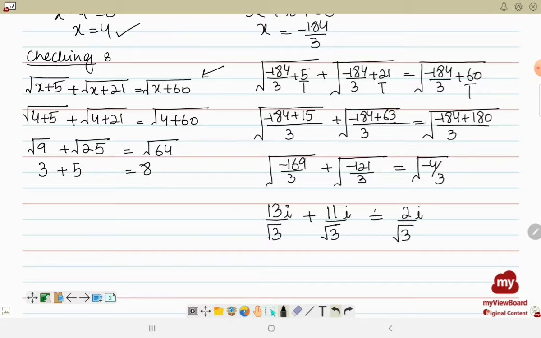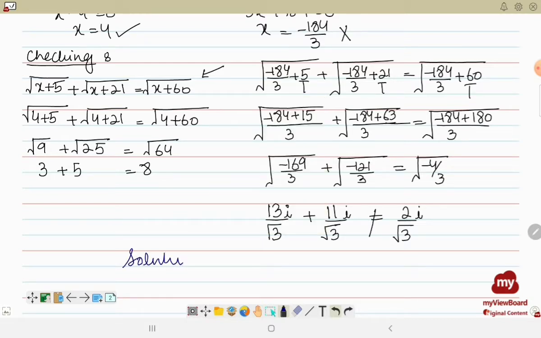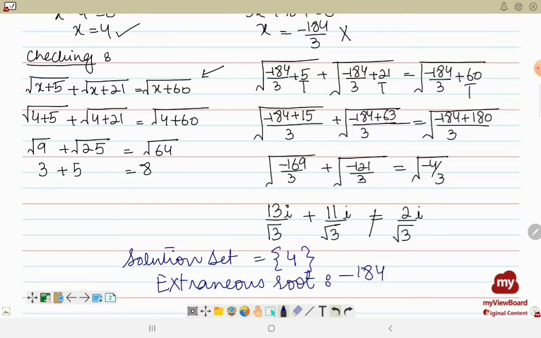If you see, the left hand side is not equal to the right hand side, so this thing for x equal to minus 184 by 3, it will not go into the solution set. So at the end, we'll write down the solution set, and the only value that satisfied the given equation was 4, so it will go into the solution set. And for the other value, we'll write just the extraneous root or the extraneous solution. You can say extraneous root is minus 184 by 3.